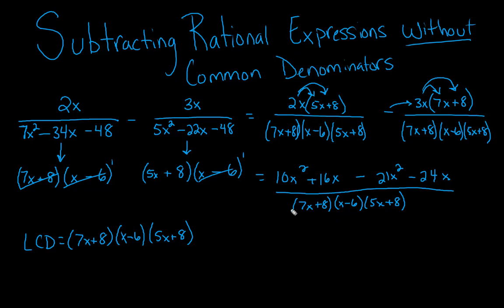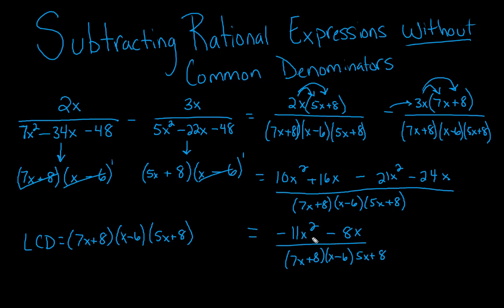And now we can combine like terms. So we have 10x squared minus 21x squared. That gives us negative 11x squared. We have 16x minus 24x. That gives us negative 8x. Again, over our least common denominator, which is 7x plus 8 times x minus 6 times 5x plus 8.